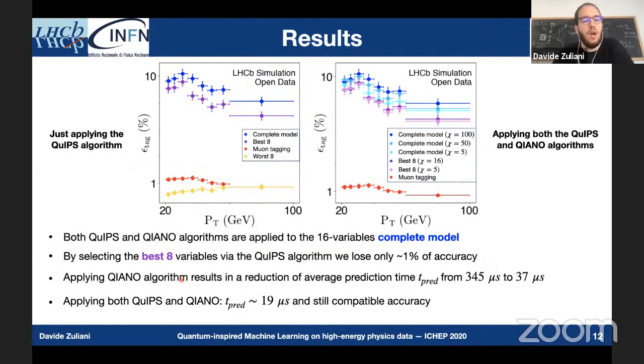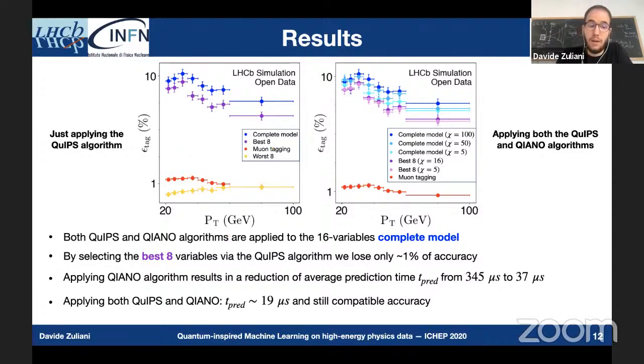So we applied both the QIPS algorithm and the Quiano algorithm, and we obtained some significant results. So first of all, on the left, you see that by just applying the QIPS algorithm, so just by selecting the best eight features, we see that we lose only 1% of accuracy. Okay, so this algorithm, as I said, allows you to select the most relevant features for the prediction. So we don't lose too much accuracy here.